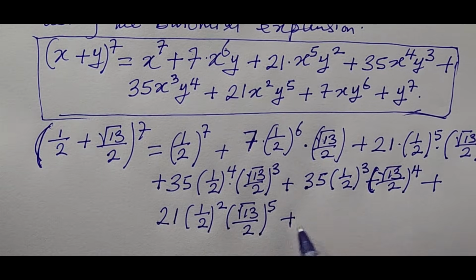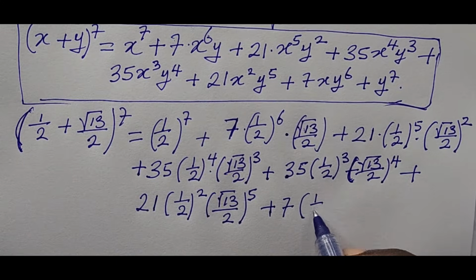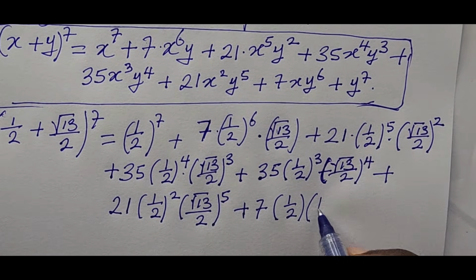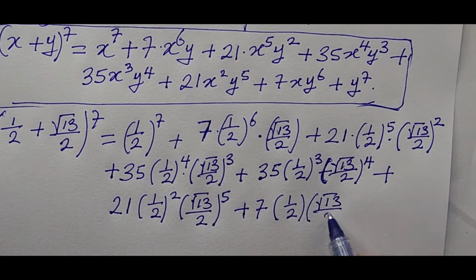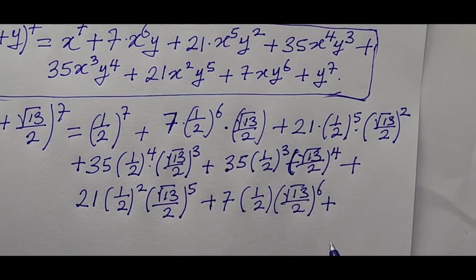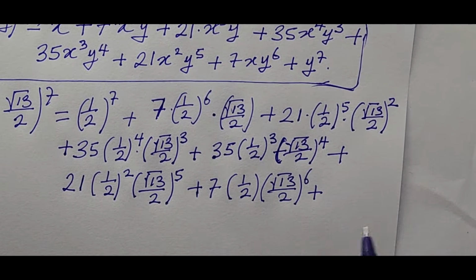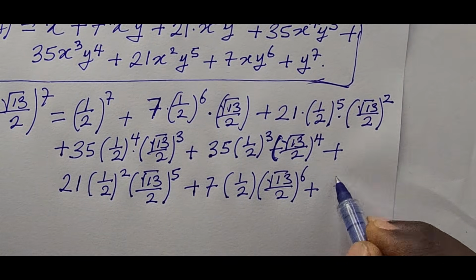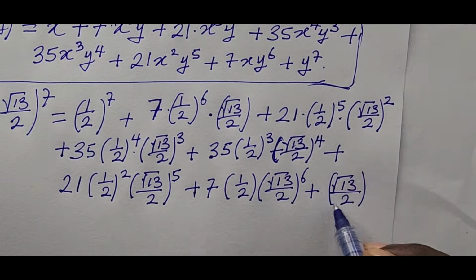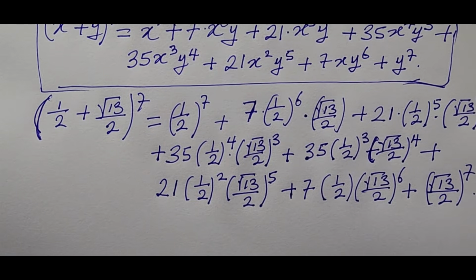Then the next one gives us 7 as the coefficient into 1 all over 2 all raised to the power of 1, times the square root of 13 all over 2 all raised to the power of 6. And the next one, the coefficient is just 1, then 1 all over 2 will leave the system, so we're going to have the square root of 13 all over 2 all raised to the power of 7. Wow, this is wonderful, right?